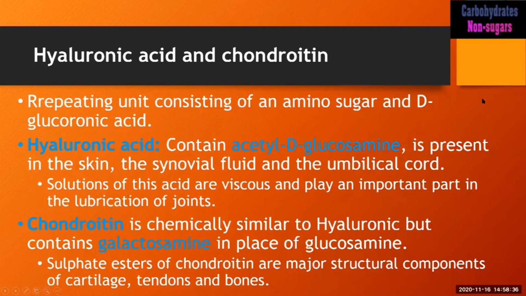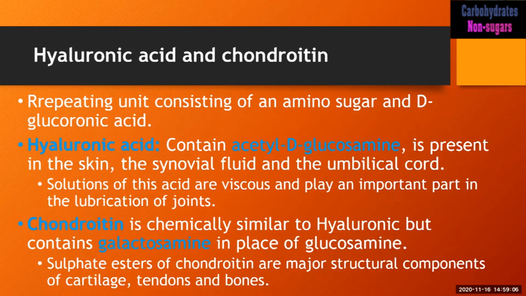Then comes hyaluronic acid and chondroitin. These contain a repeating unit of an amino sugar and D-glucuronic acid. In the case of hyaluronic acid, N-acetyl D-glucosamine is present, and it is found in the skin, synovial fluid, and the umbilical cord. Solutions of this acid are viscous and play an important role in the lubrication of the joints. Then comes the chondroitin.